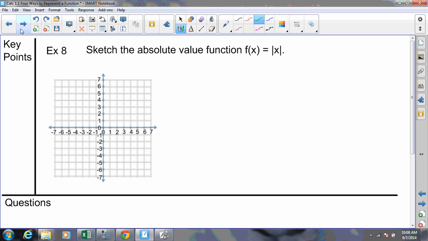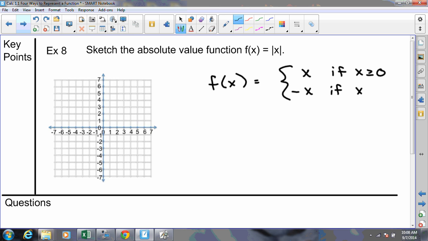Example 8. Sketch the absolute value function. Well, remember what the absolute value function actually is. Those vertical lines mean a piecewise defined function where you take x if you have 0 or positive, but you take the opposite of x if it's less than 0. So basically, if it's positive, you keep it positive, and if it's negative, switch the sign to make it positive.